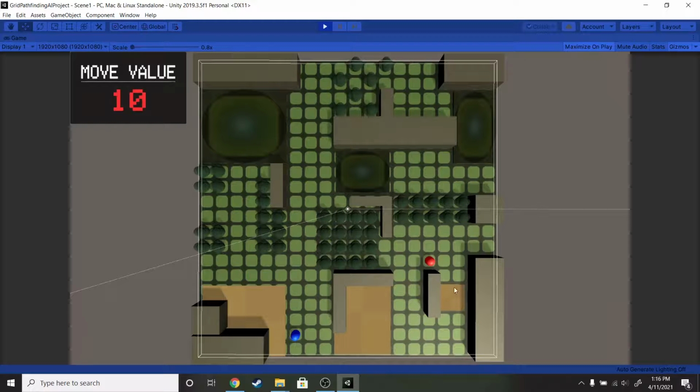We have the player unit, and we have the enemy unit, which is the one that our code is going to be moving. I also have a move value here, as my primary inspiration for this project topic was the Fire Emblem series. I took inspiration from the way they have movement limited to a certain value, which is your per turn movement. So this is the number of moves that this red unit can make.